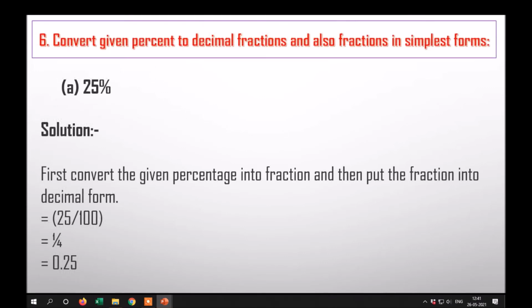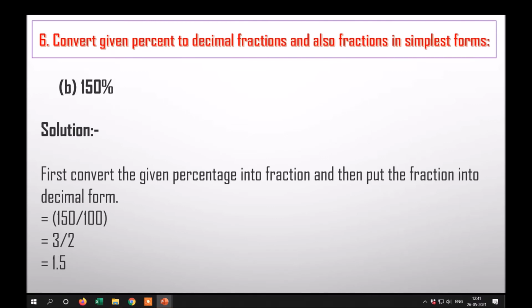Sixth question, convert given percent to decimal fraction and also fraction in simplest form. So 25%, first we will convert into fraction, then put the fraction into decimal form. So 25% equals to 25 upon 100. 25 and 100 can be cut with 25, so that is 1 upon 4. And in decimal, it is 0.25.